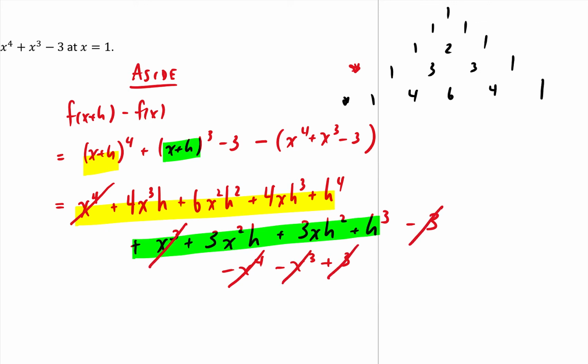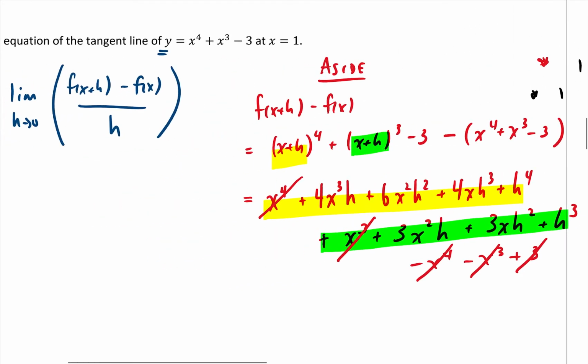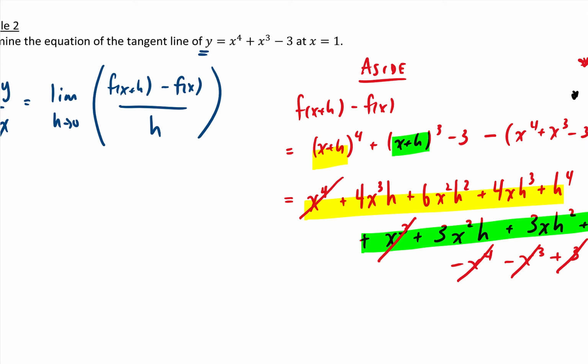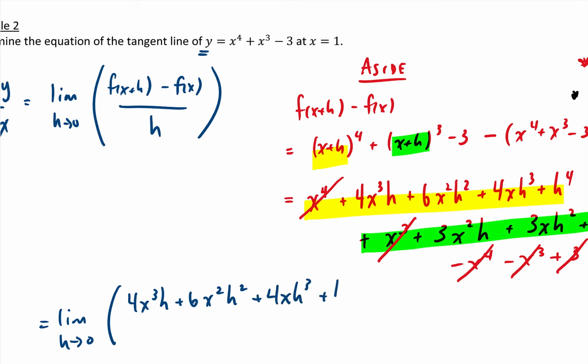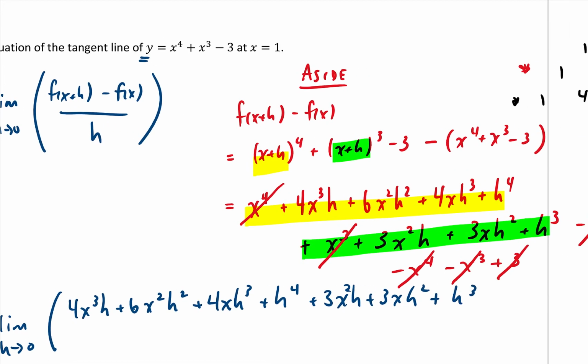And we're left with terms that only have an h, which is important because we need a factor of h to cancel out the h in the denominator. So let's add that to our limit. So this is equal to the limit as h approaches 0 of 4x cubed h plus 6x squared h squared plus 4x h cubed plus h to the fourth plus 3x squared h plus 3x h squared plus h cubed, and that is all over h.